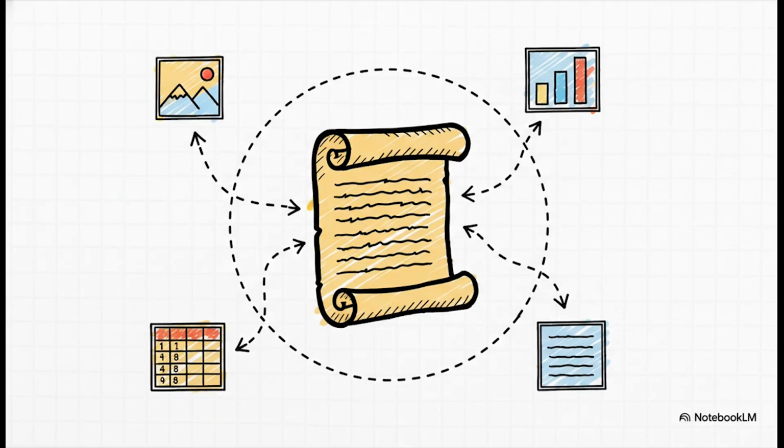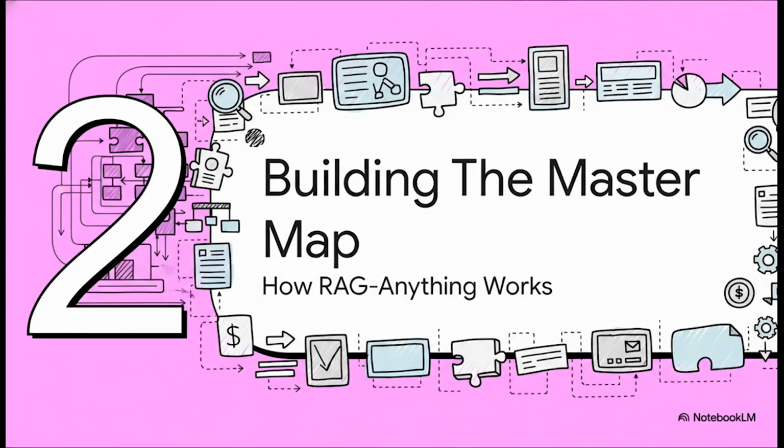So here's the big idea, the main analogy to keep in your head. RAG Anything doesn't just skim a document. It builds what we're going to call a master map of the entire thing. This map doesn't just show you the highways of text. It also pinpoints all the landmarks, the images, the tables, the charts, and crucially, it draws the roads connecting everything together. So, how in the world does it build this incredible map?